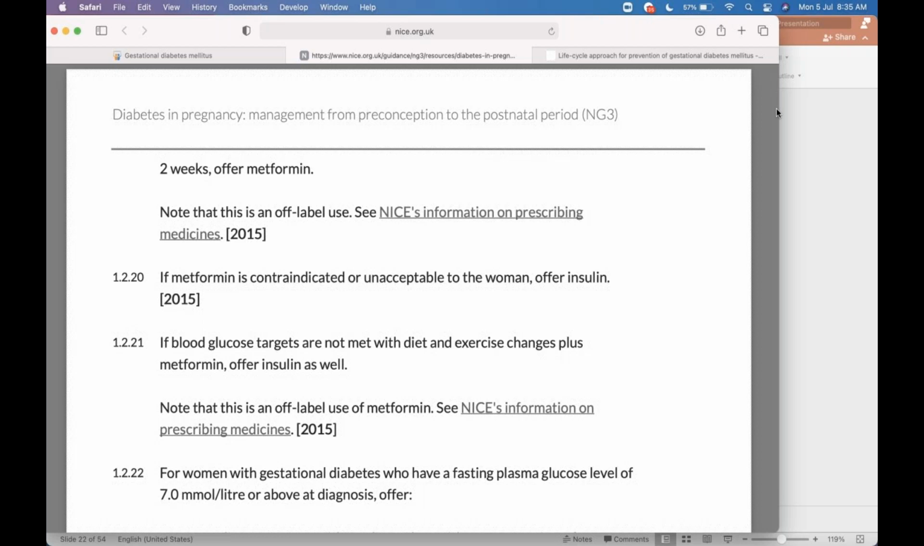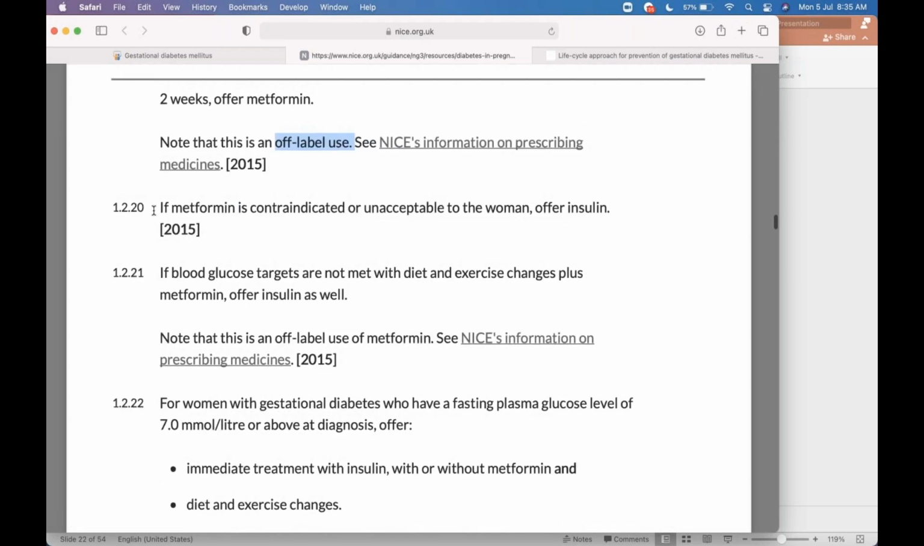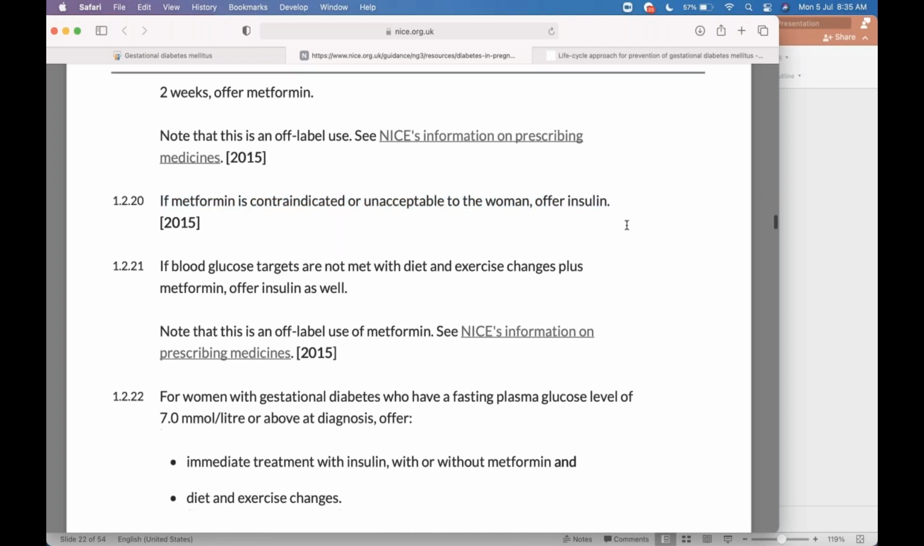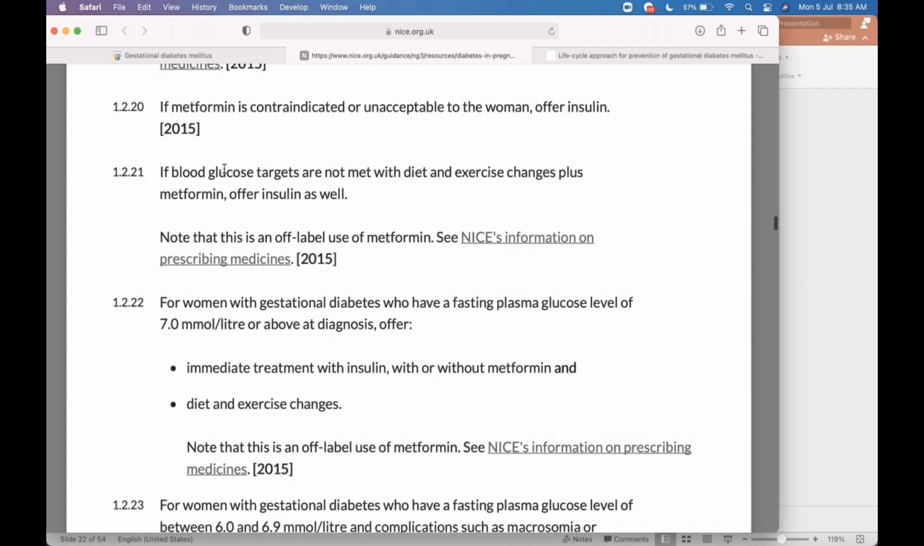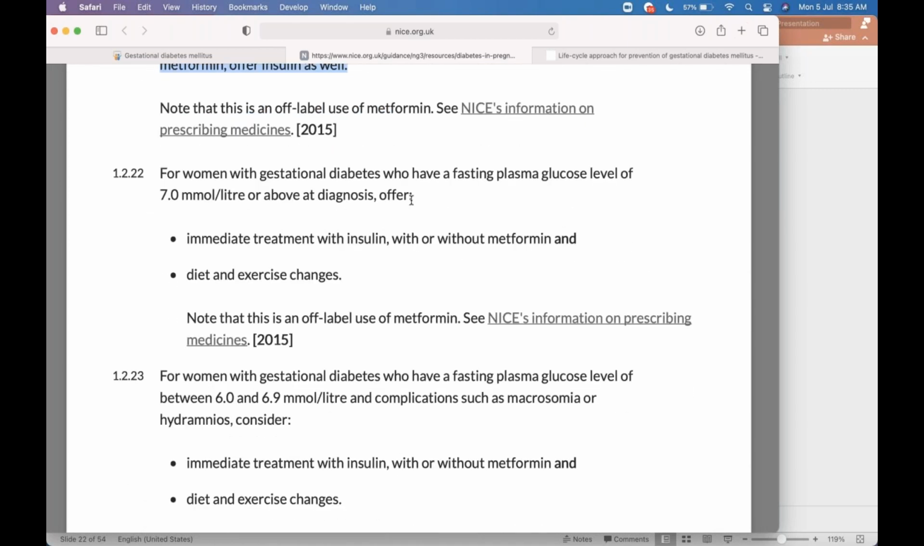Nobody is going to ask you. Metformin is a standard drug which can be offered to any patient of gestational diabetes mellitus, but it is an off-label use. Okay, but if metformin is contraindicated or unacceptable, then you have to go for insulin, as somebody asked that question. And if blood glucose targets are not met with diet, exercise changes plus metformin, then we also have to go for insulin.